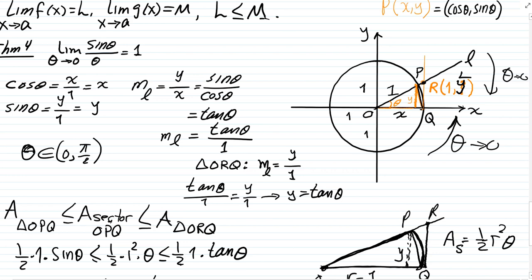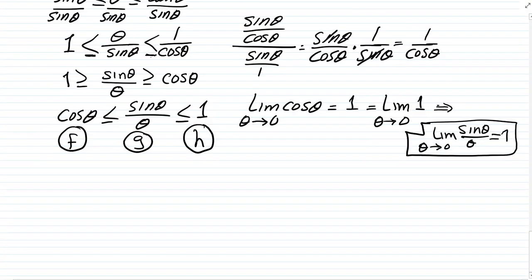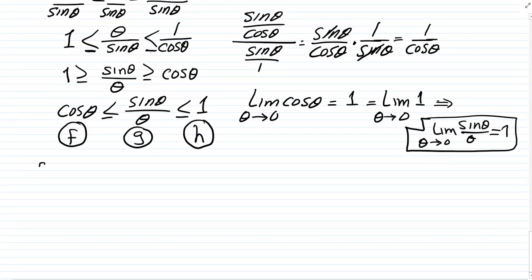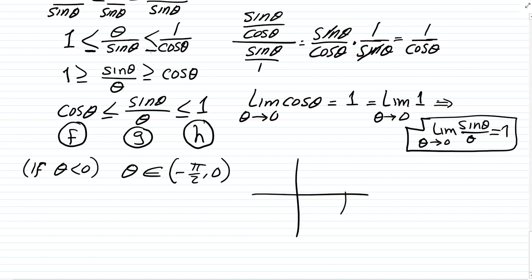Okay, so we just did it from above. Let's do it from below, when theta is actually a negative angle. For this part, it won't take long. If theta is less than 0 now, that means we're going to take theta to belong to negative pi over 2 and 0. Again, negative pi over 2 and 0 means we're going in this direction. This is negative pi over 2, that's 0. We're going in a clockwise direction, so the angle is negative.